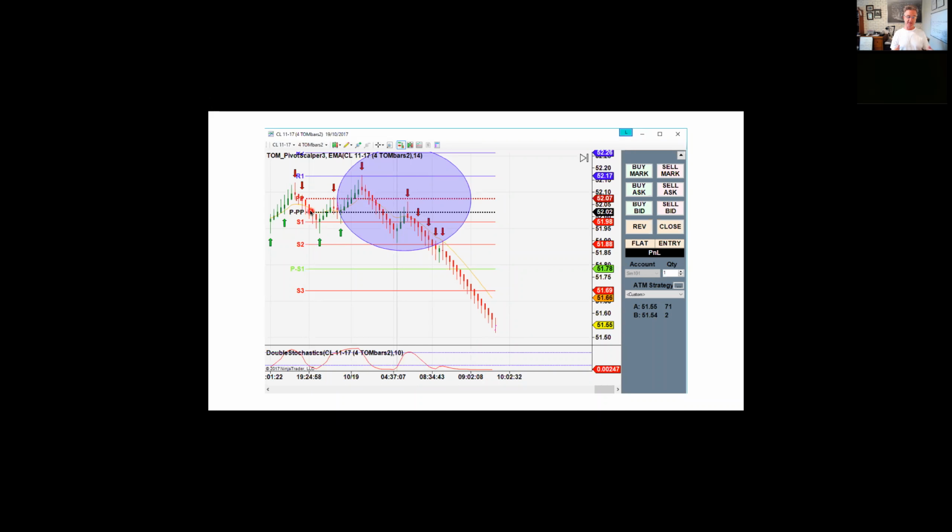But for the purposes of showing you, we're just getting started with Pivot Scalper 3, and I just do want to show some examples of what a perfect trade looks like and why you would or would not take a trade.